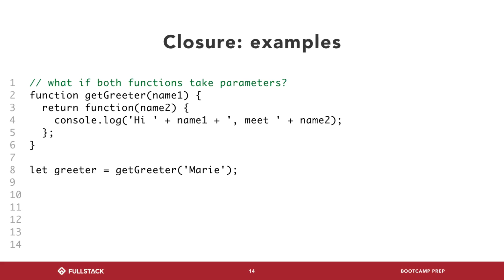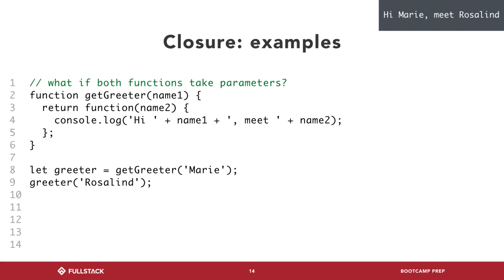And then here the question is, well, what if both functions take parameters? Well, it doesn't matter, right? Here I return a function, I use name two. Name two also happens to use name one. If I use this greeter function, I pass in Rosalind. Rosalind is something that was given to me explicitly, right? But I still have access to this name one variable because of closure.